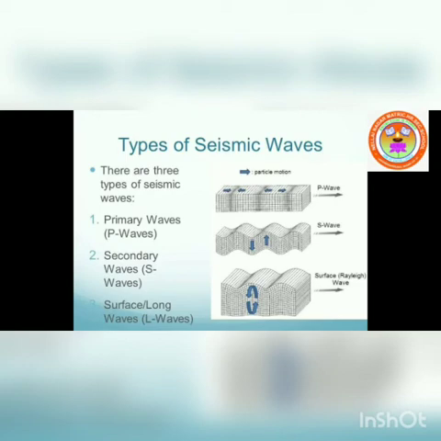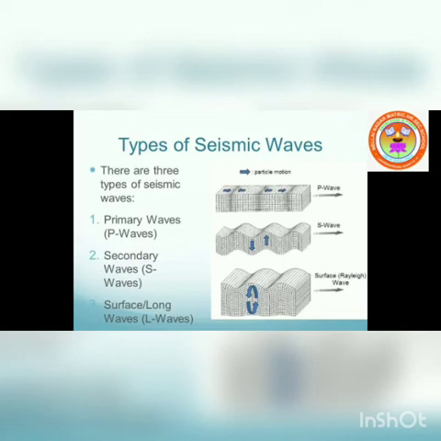Primary or P waves are the fastest of all the earthquake waves and the first to reach the epicenter. These waves pass through solid, liquid and gases, either through push or pull, with an average velocity of 5.3 km per second to 10.6 km per second. Okay children.